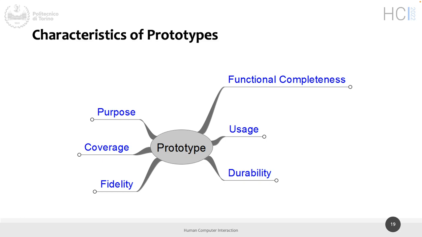This is not, let's say, an official taxonomy or official characterization. It's just not official, so we won't spend too much time on this structure, but just to tell you that there are various factors that can vary when building a prototype. So the purpose is one of them, the coverage, the fidelity, we already mentioned the fidelity, low versus high versus medium, the functional completeness, the usage, and the durability.